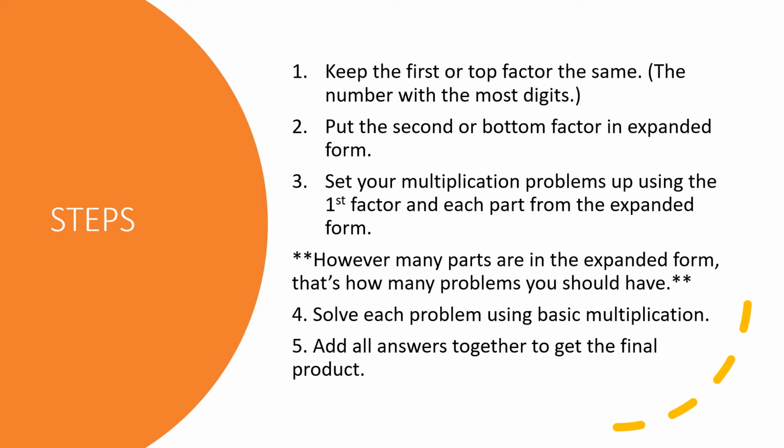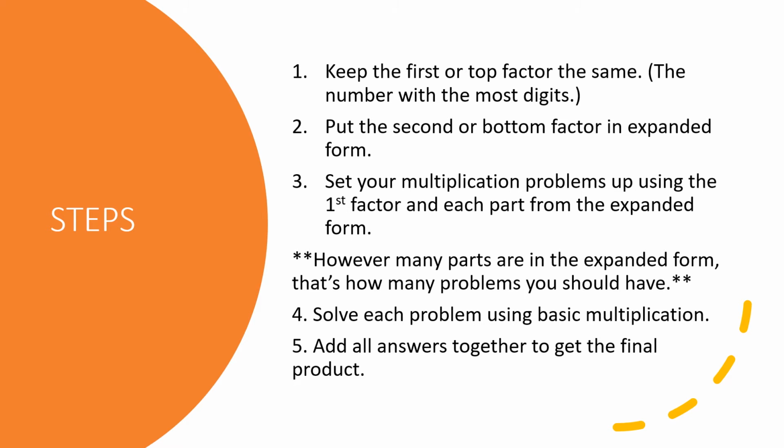So the first thing you want to do after you write your problem down that you're working is keep the first or the top factor the same. And you want to do this for the number that has the most digits in it. The second thing you're going to do is put the second or bottom factor in expanded form. Step 3, set your multiplication problems up using the first factor and each part from the expanded form.